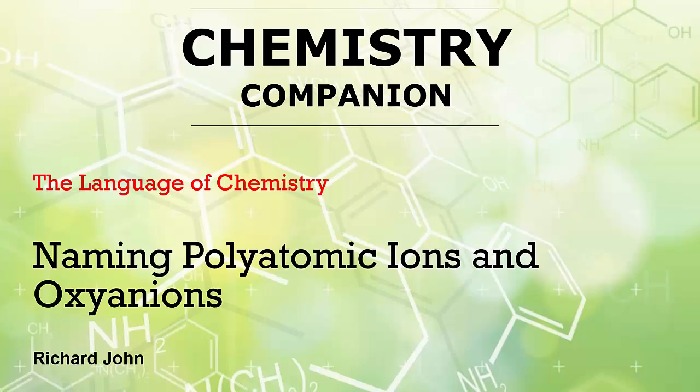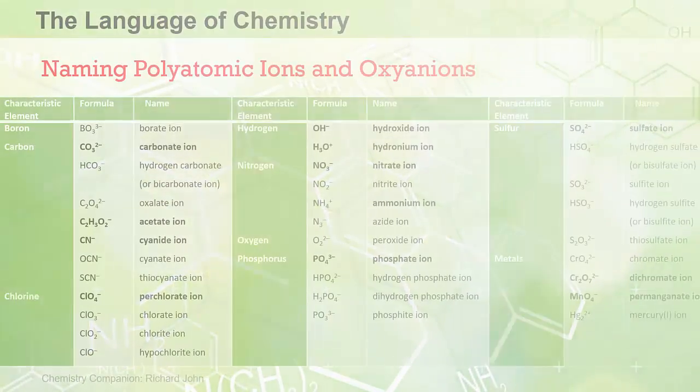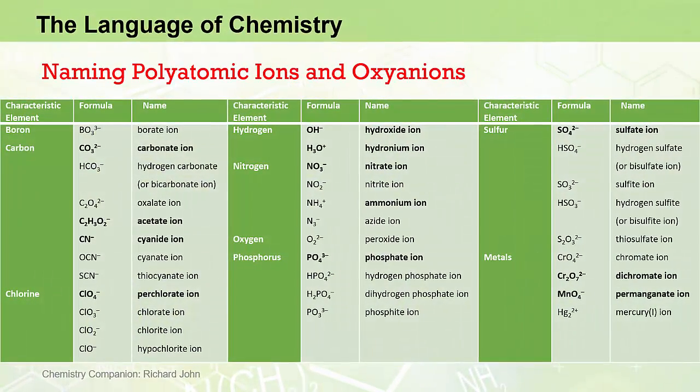In this video, we look more closely at identifying and naming the most important polyatomic ions and oxyanions. Hundreds of polyatomic ions exist, and some of the most important examples are shown in this table. The bolded examples are ions you should become familiar with, as they are very common in chemistry studies.